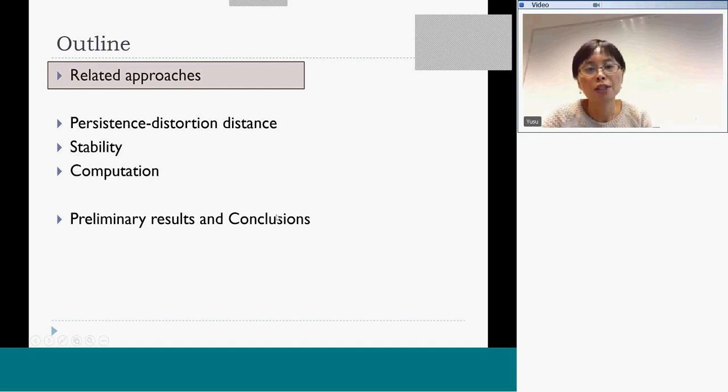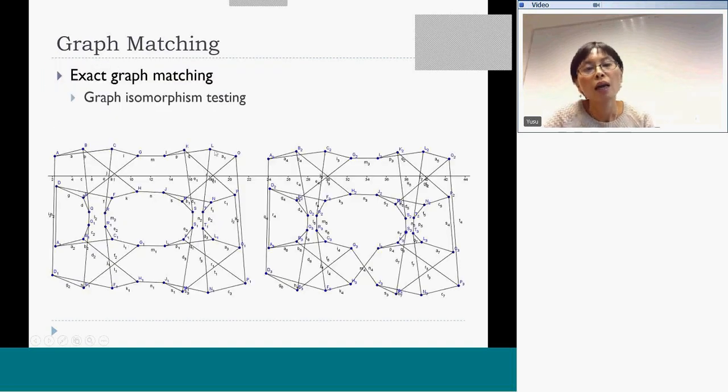Firstly, some related approaches. Exact graph matching: namely, given two graphs, we test whether they are isomorphic or not. In other words, whether there exists a bijection between the graph nodes, which also induces a bijection between the edges of the two.